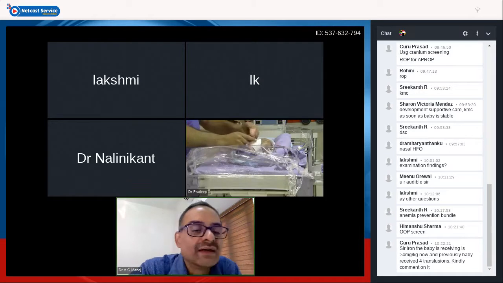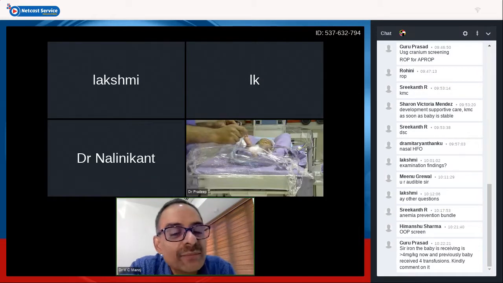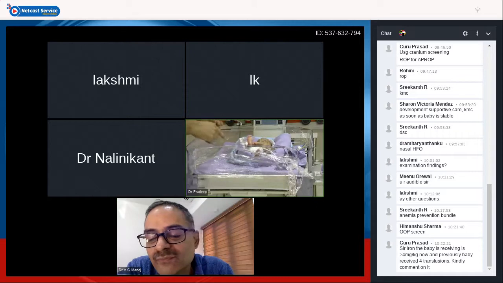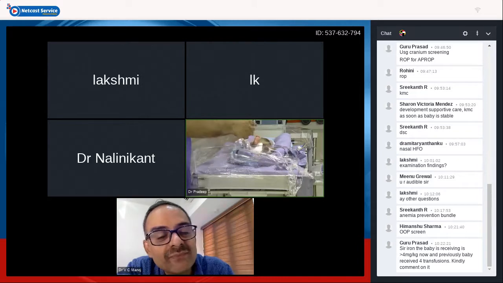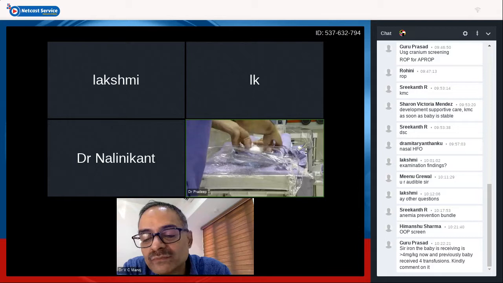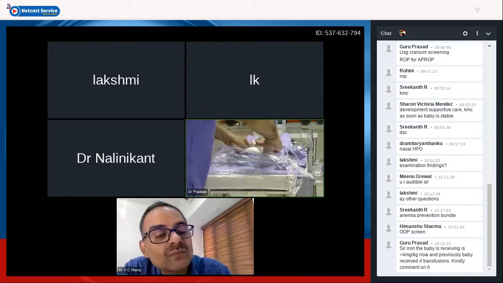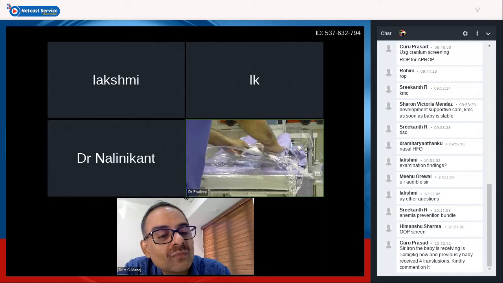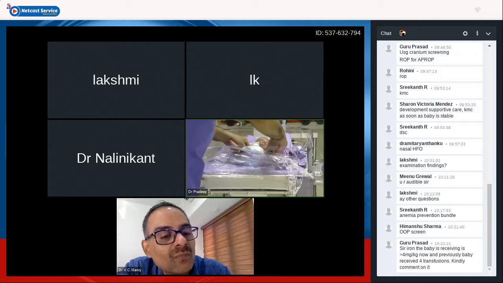Okay. Yeah, that's it. And then the adductor angle. So for that, we need to place both the hands under both the legs, and we need to stabilize the hip. And by using the thumb and index finger, we should abduct at the hip.